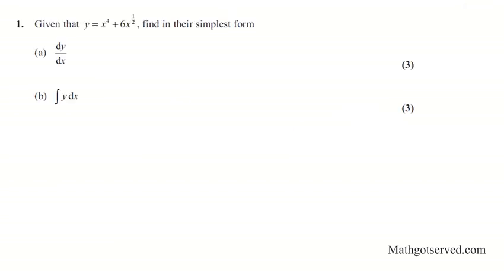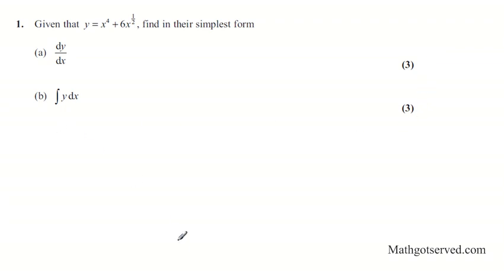Let's take a look at question number 1. It says, given that y equals x to the 4th plus 6x to the 1/2, find the simplest form of (a) dy by dx and (b) the indefinite integral of y dx. For part A you get 3 marks, and for part B you get 3 marks.